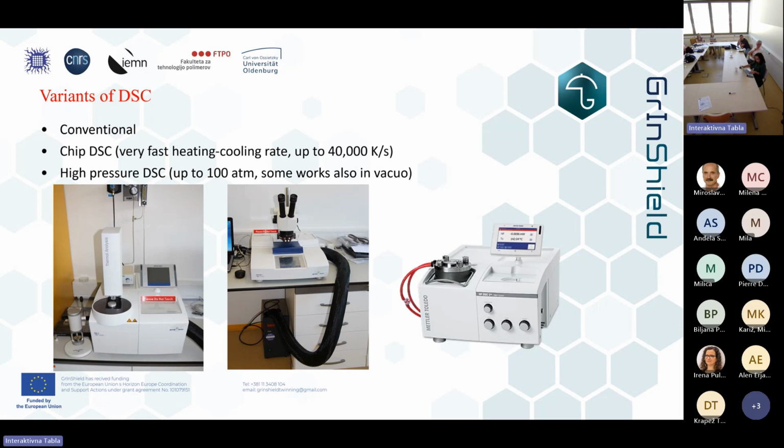And the third DSC is high pressure DSC. Here we can follow, for example, reactions that are going on under high pressures. Also, for example, for curing of phenolic resins, it's useless to use a regular DSC because of the vapors that are released, so for phenolics we have to use this high pressure DSC. Some equipment can also work in vacuum.